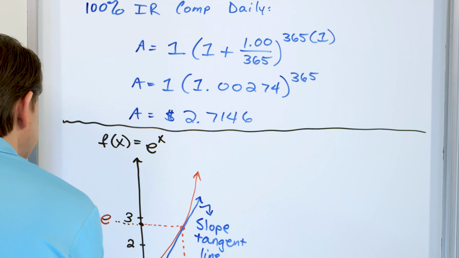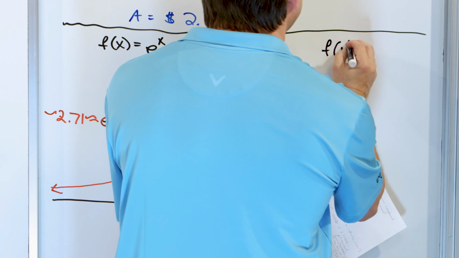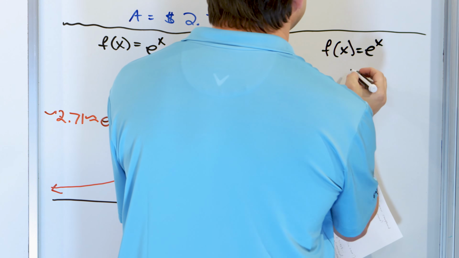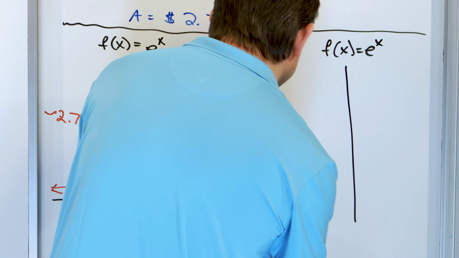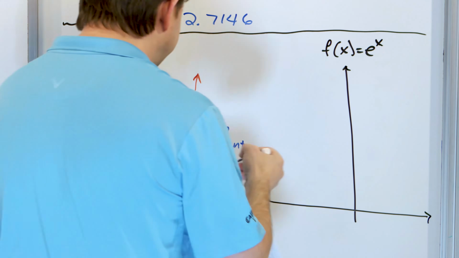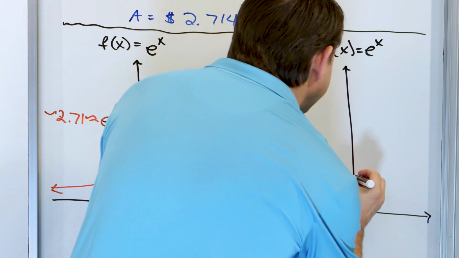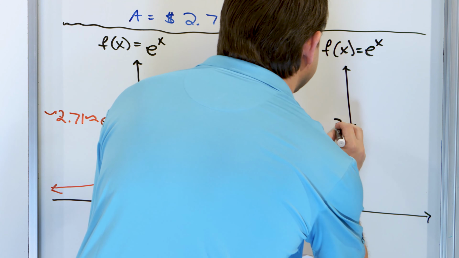Okay. Now the other thing I want to talk about, let's plot the thing one more time. f of x is e to the power of x. And I'm going to do the same exact curve. Probably didn't give myself quite enough room. All right. But let's just do one more thing. Let's say 1, 2, 3. This is 1, 2, 3.